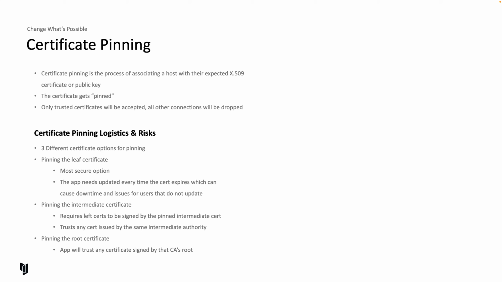There are basically three certificate options when it comes to pinning. You can pin the leaf certificate, which is obviously the most secure option. The issue with this is that the app needs to be updated every time the cert expires. That can cause downtime if some of your customers aren't updating their apps that often. They might lose access and need to re-update, which might anger some people and might have them not use the application. So there are all sorts of concerns that people have around that.